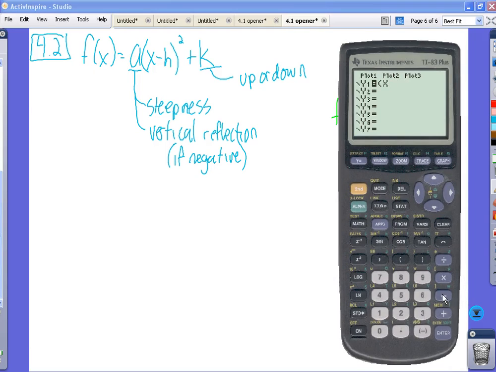So what's -5 going to do? To the right 5. And can you move it to the left? Plus 6.